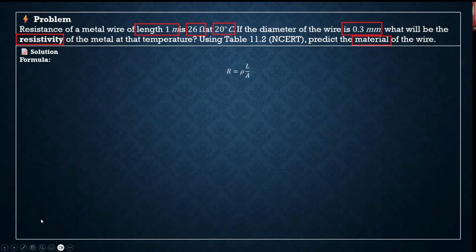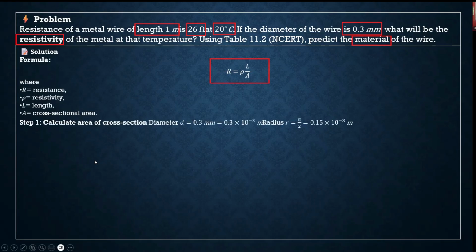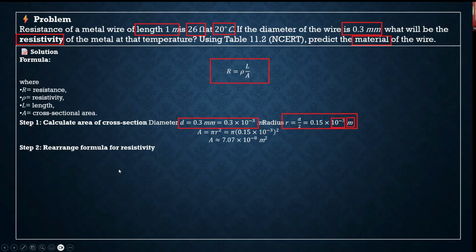Here the resistance R is 26 ohms. Resistivity is what you need to find out. First we can calculate the area given the diameter. If the diameter is given, the radius will be half of the diameter, converted into meters, using 10 raised to the power of minus 3. So the area is found, that is 7.07.